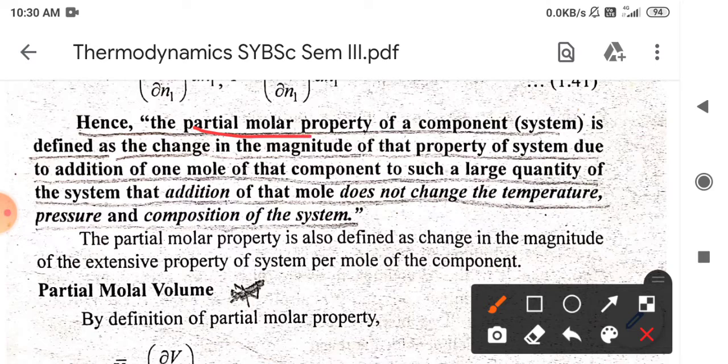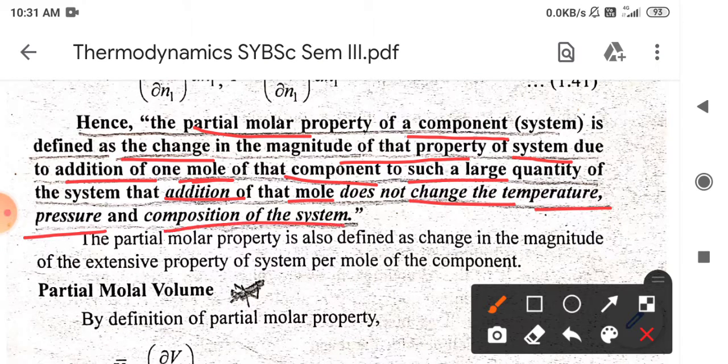So the partial molar property of a system or the component is defined as the change in the magnitude of that particular property of a system due to the addition of 1 mole of that component to such a large quantity that the addition of this 1 mole does not alter the temperature, pressure and the composition of the overall system. Okay, so we just consider the addition of 1 mole of a particular component into the system, so that there is not a large change in the temperature, pressure and the composition of the given system.